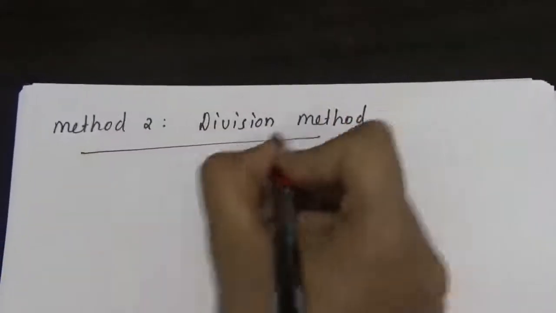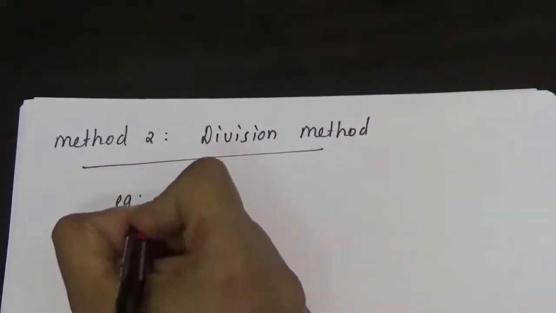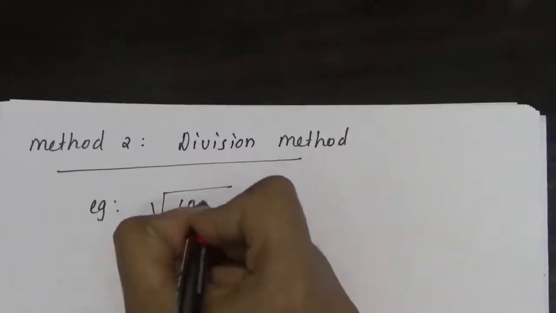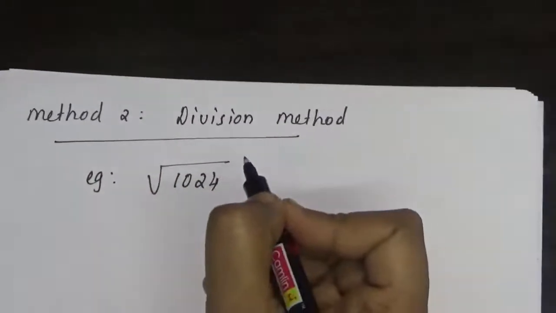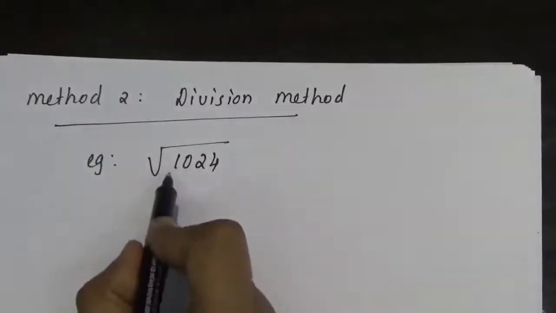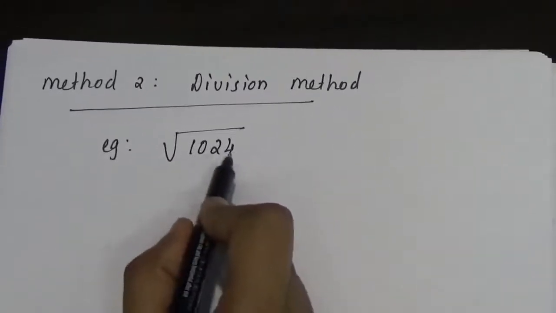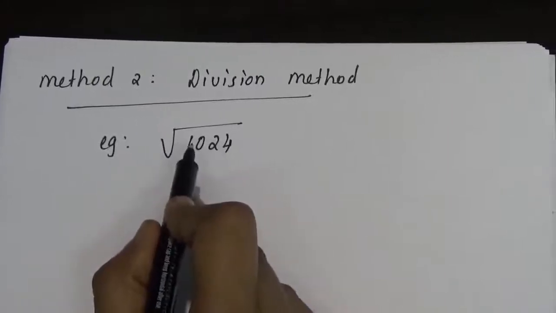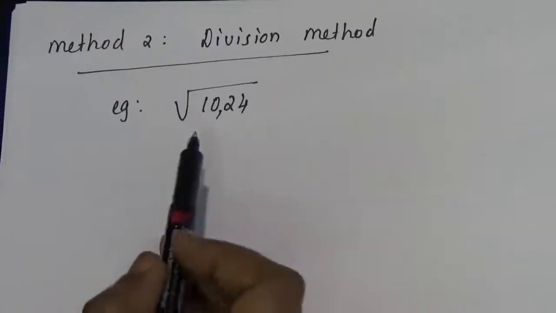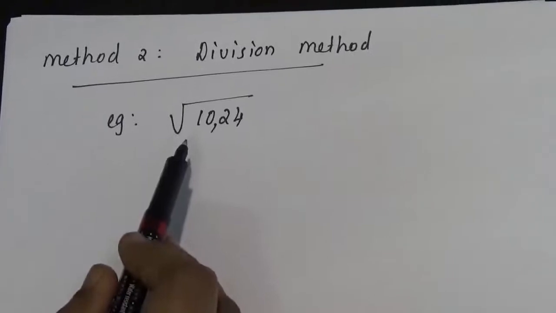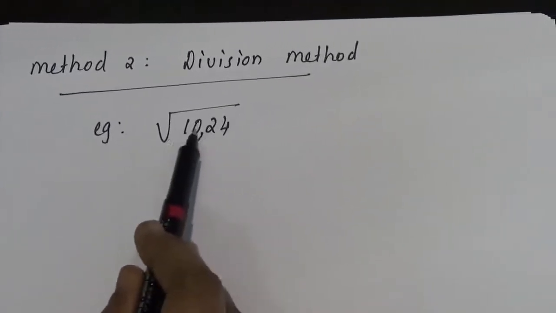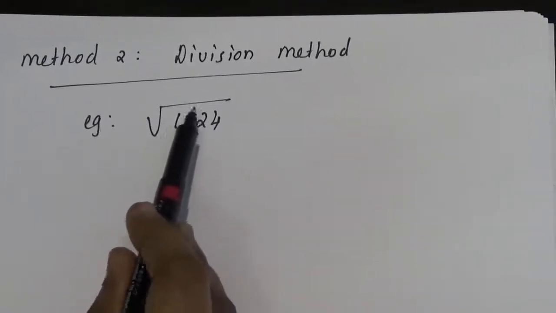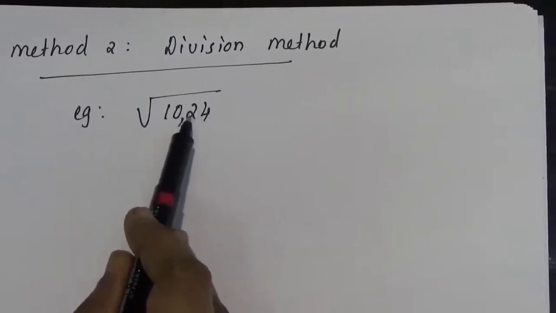Let's consider an example. Suppose we need to find the same number. Let's take the square root of 1024. Here you can see, how many digits are there in the number? There are 4 digits. So mark off the figure into periods of 2, grouping the digits into periods of 2. So here we have 2 periods. One period we have 10 and the second period we have 24.